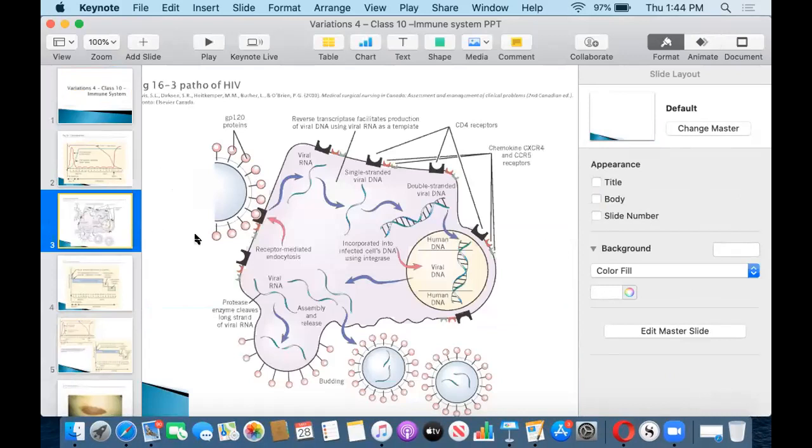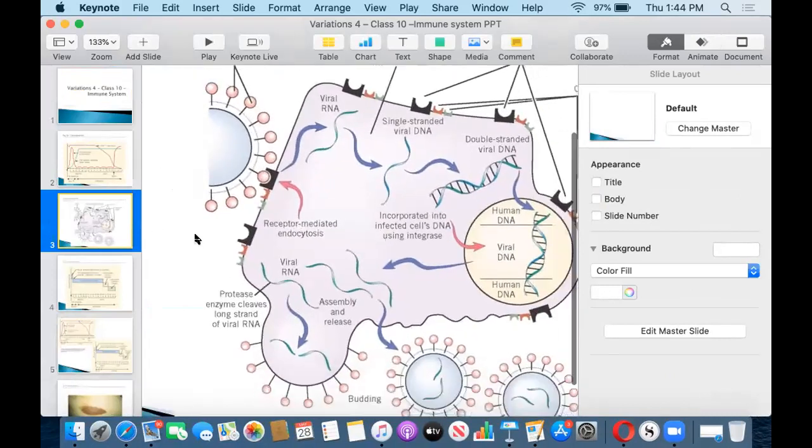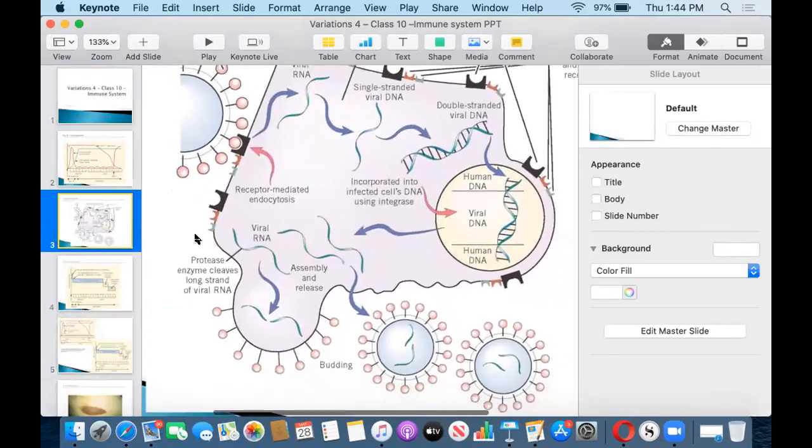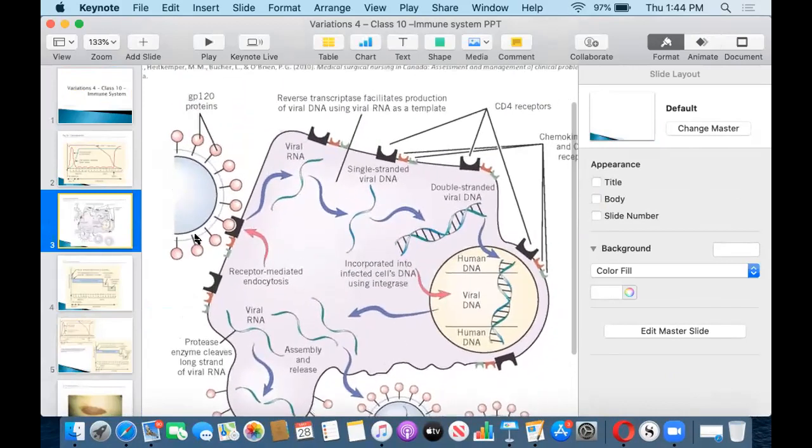you can see what we're looking at here is, here's a T cell, and here are the CD4 receptors. And the virus just joins itself to those receptors. The HIV virus joins itself to the CD4 receptors.